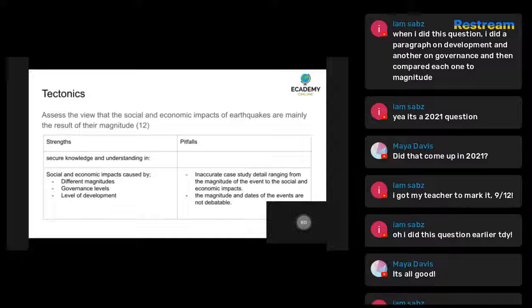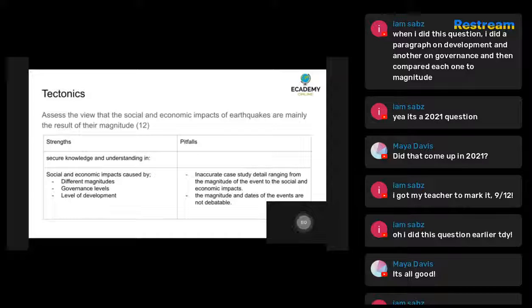And obviously for A level, don't get your case studies mixed up. It's so fundamental. At GCSE you probably could get away with it, but at A level, you definitely can't. Okay. So good stuff. Right.